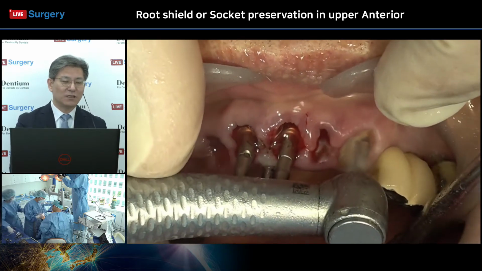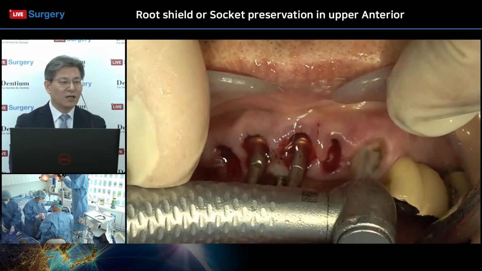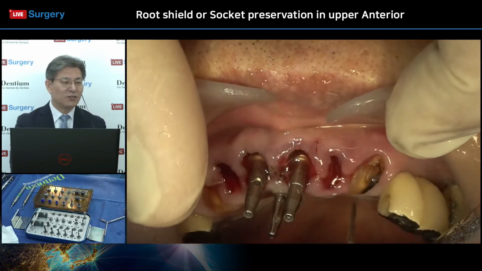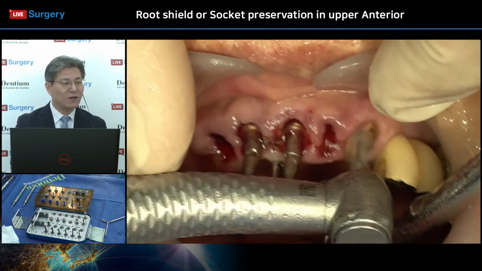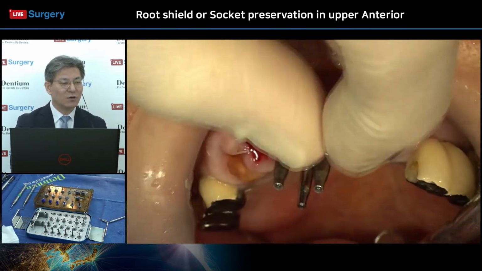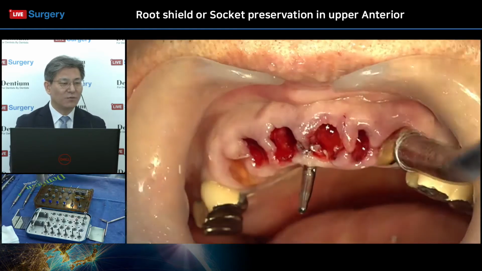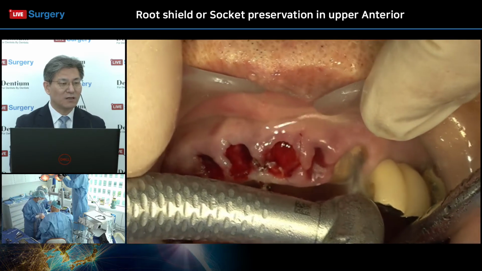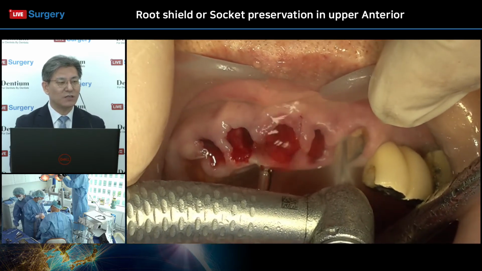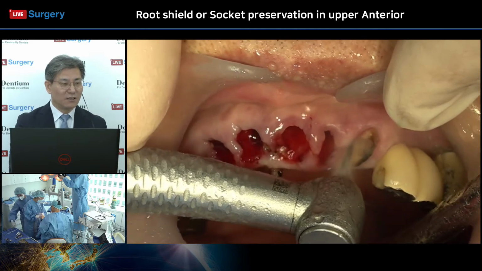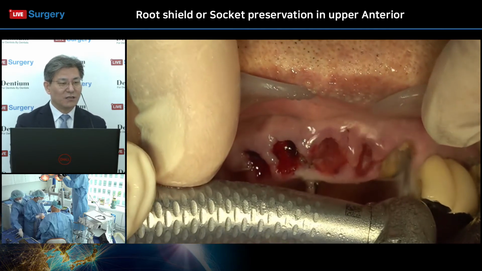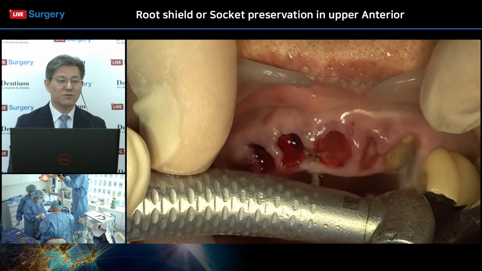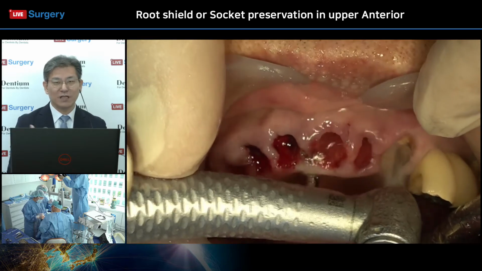Before that, actually, all of our efforts concentrated on the GBR procedure. How can we conserve the labial bone plate after extractions, or make a labial bone plate, a labial bone area? So Dr. Tano's ice cream cone technique, some other clinicians' sandwich technique, and many different kinds of GBR procedures were already introduced and applied.